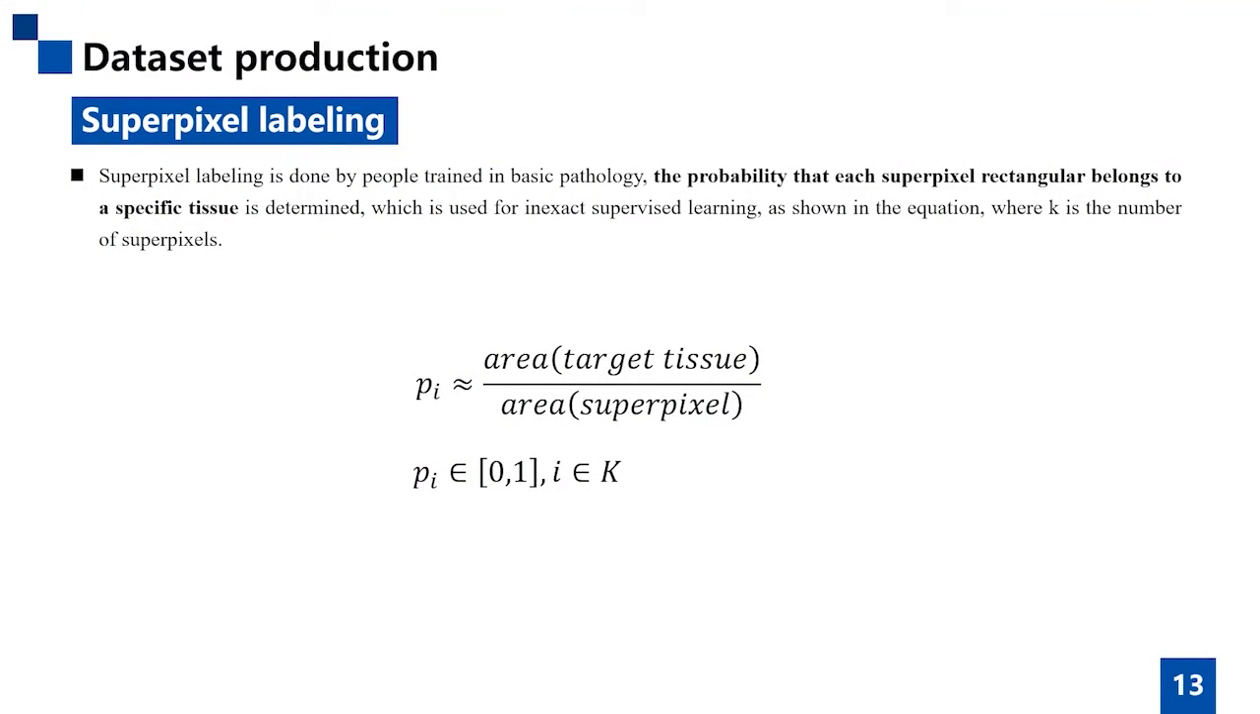Superpixel labeling can be quickly completed by inexact supervision. The label of each superpixel is a probability, as shown in the formula. In addition, data enhancement operations are performed on the labeled superpixels.